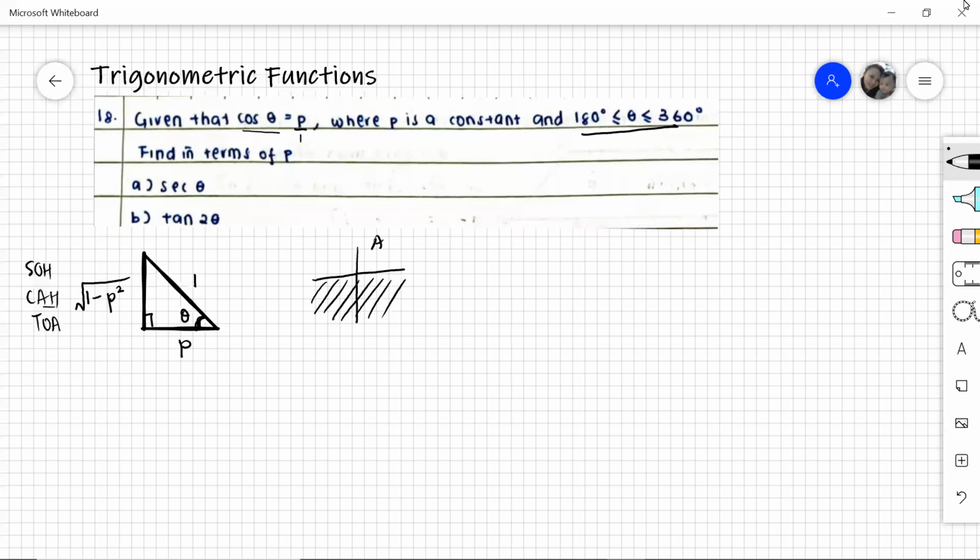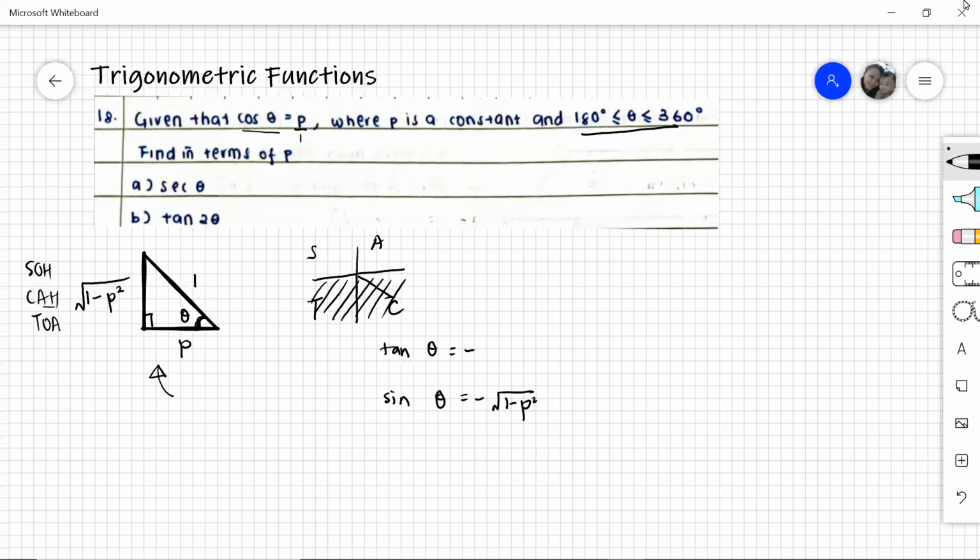Now, according to our add sugar to coffee, for us to get a positive cos, it must be in the fourth quadrant. So in the fourth quadrant, our tangent will be negative, as well as our sine will be negative. And based on the triangle that we have just drawn, we can identify the function of tangent theta and sine theta from here. So the sine theta is actually opposite over hypotenuse. That will be square root of 1 minus p squared. Okay, it must be negative because this is in the fourth quadrant.